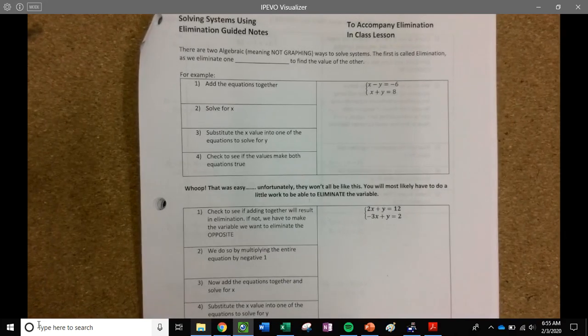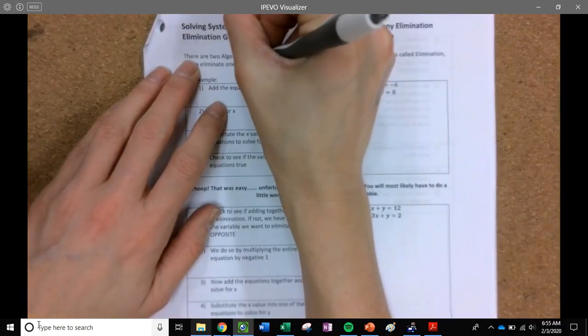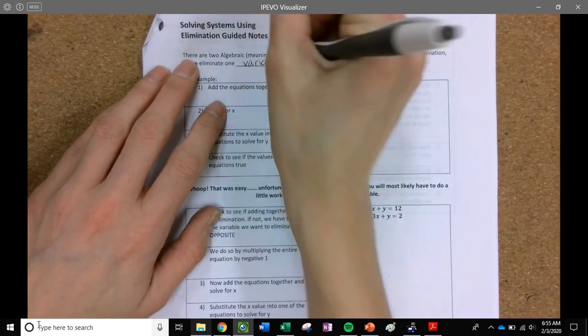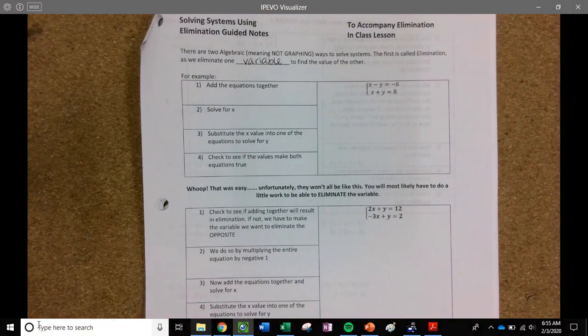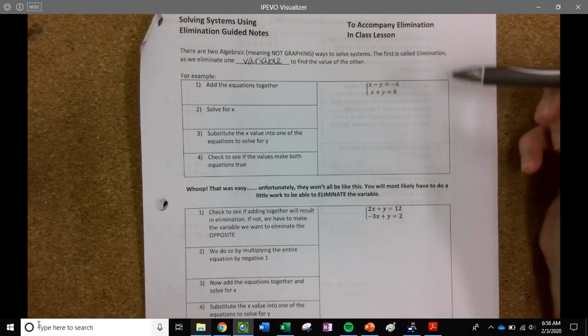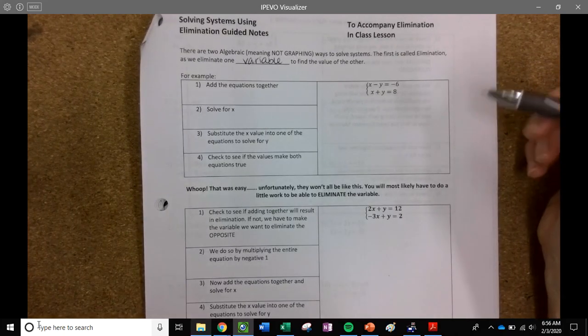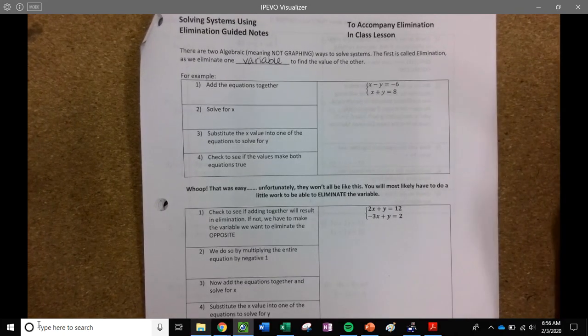So elimination is the method where we eliminate one of the variables to find the value of the other. We know that a system is a set of equations that shares more than one variable. So we're going to use that to our advantage in order to find their values. So here's our first example. x minus y equals -6 and x plus y equals 8.